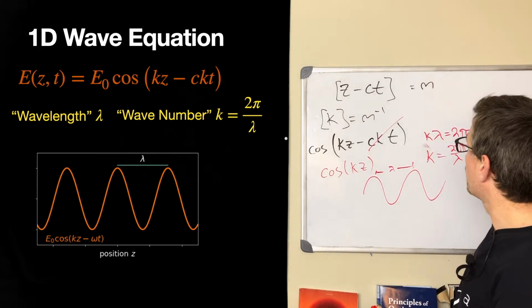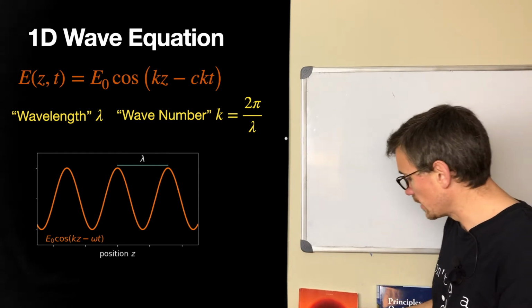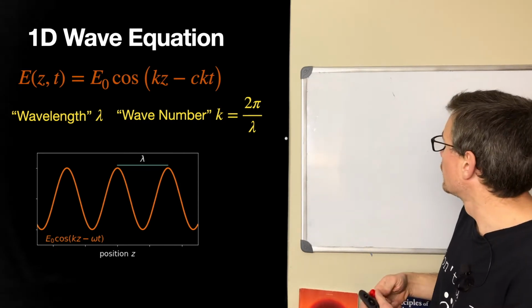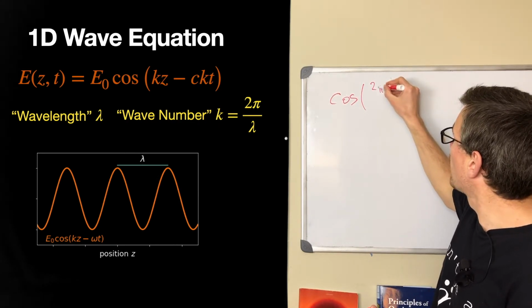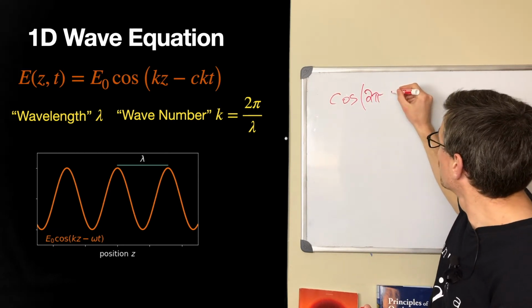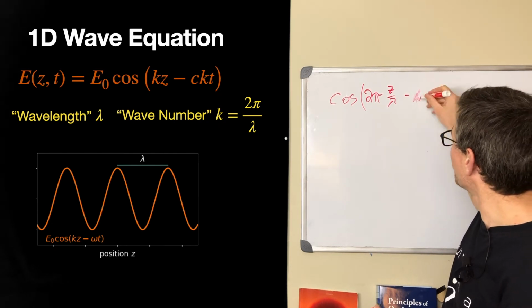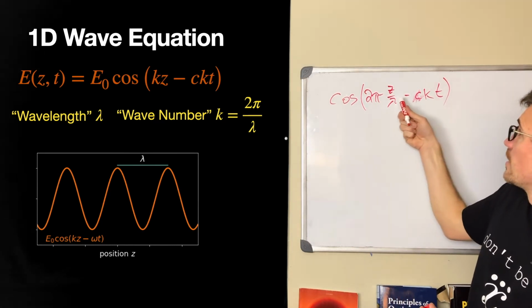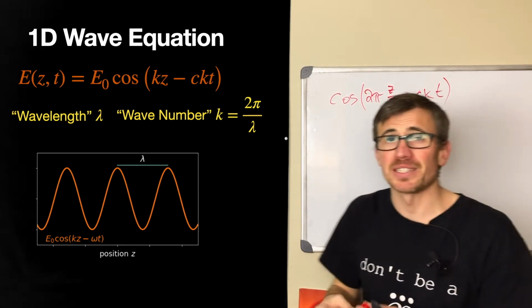Okay? So we now know what that k actually is. That k is 2 pi over lambda. So we can even write it: cosine of 2 pi times z over lambda minus ck times t. And this tells us that whenever z goes a distance lambda, we acquire 2 pi more phase. All right, that's what this is actually telling us.